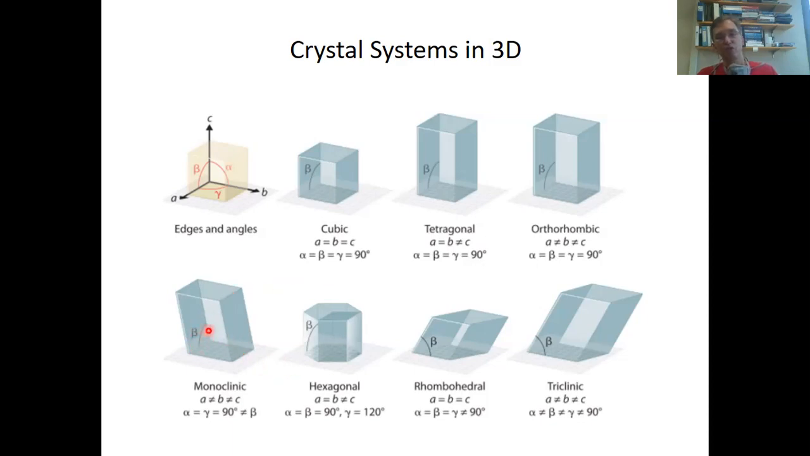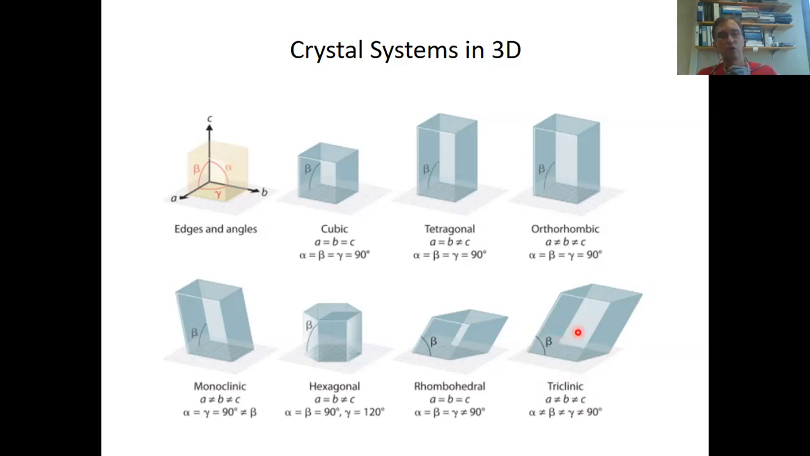If we go symmetry-wise even lower and make A unequal to B unequal to C and alpha unequal to beta unequal to gamma unequal to 90 degrees, then we are in the so-called triclinic crystal system, and you see the associated unit cell over here.